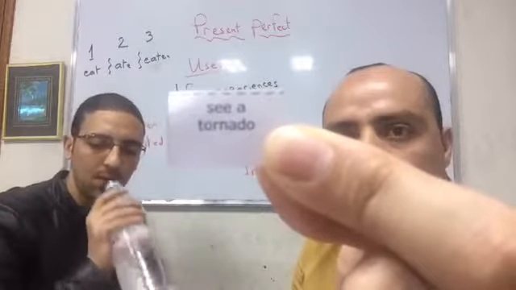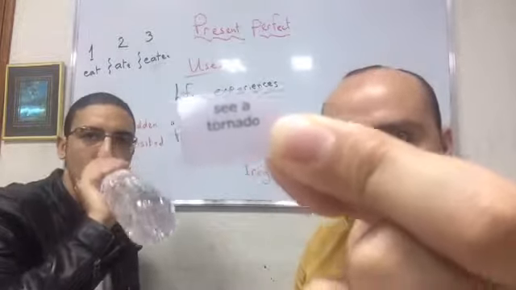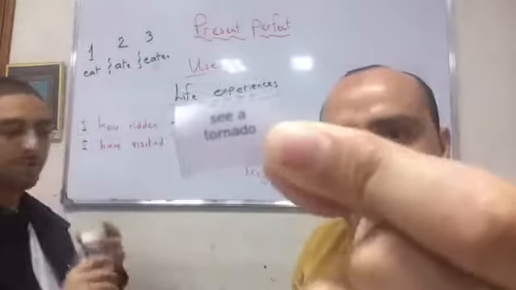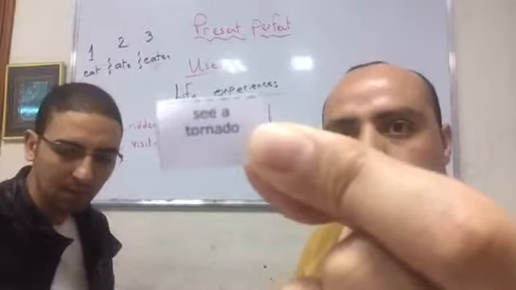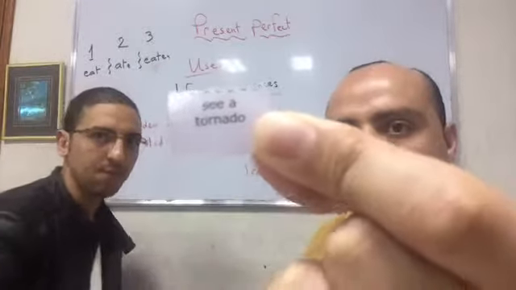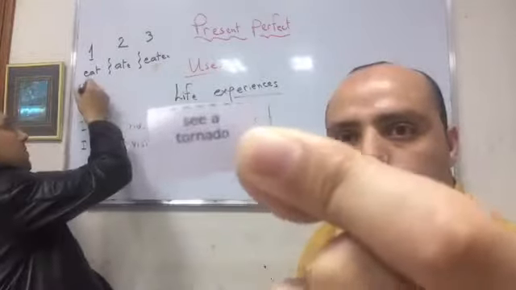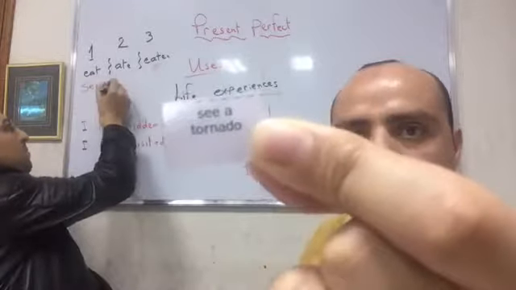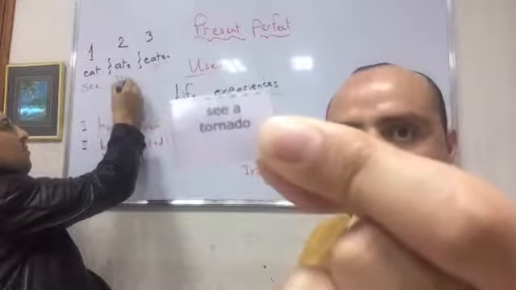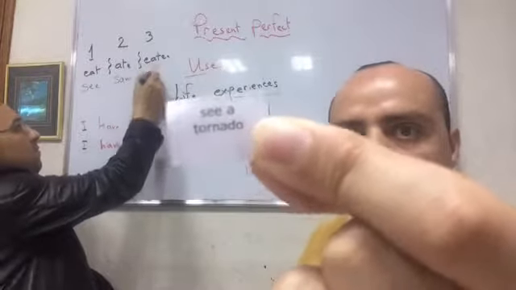See a tornado. And see is an irregular verb. So let me see how you're going to use the present perfect simple to express that experience. You can use it in the positive form or in the negative form.